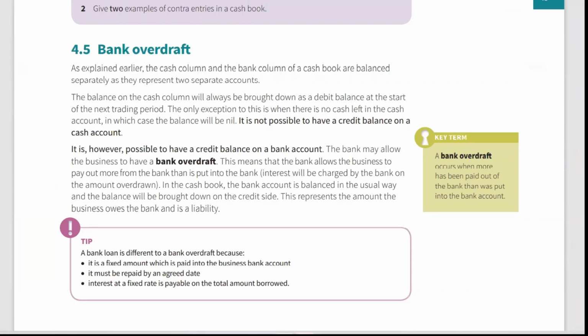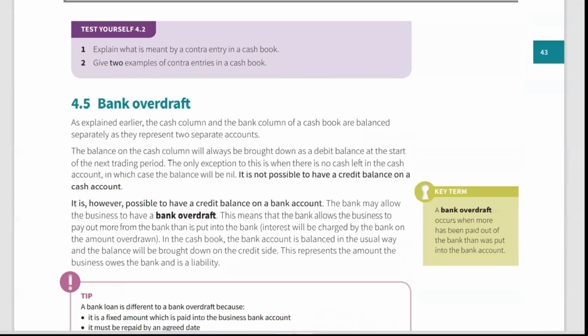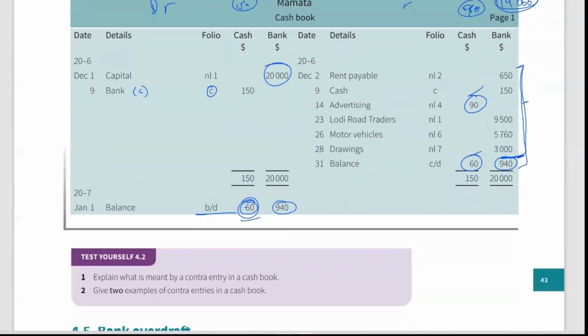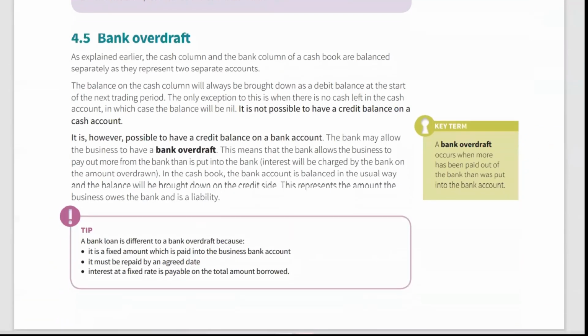As earlier explained, the cash column and the bank column of cash book are balanced separately as they represent two separate accounts. So they're treated as if they're completely different accounts. That's what we did, right? We treated the bank column totally separate from the cash column while balancing. The balance on cash column will always be debit.